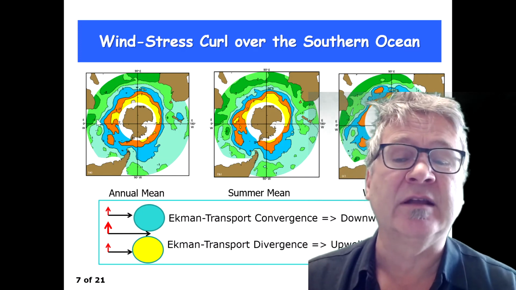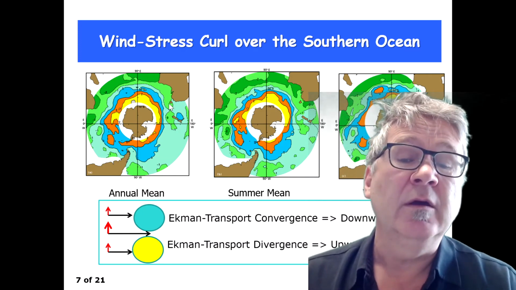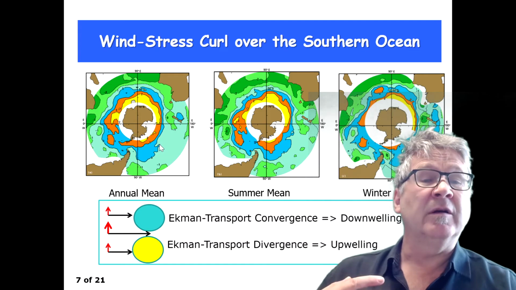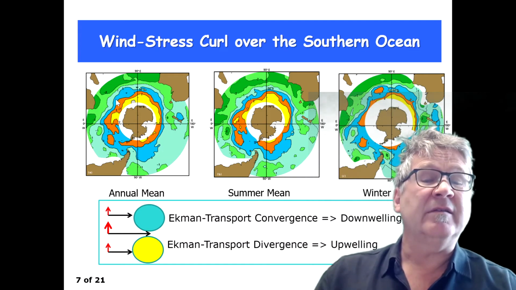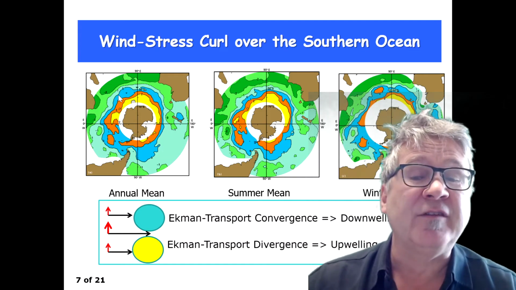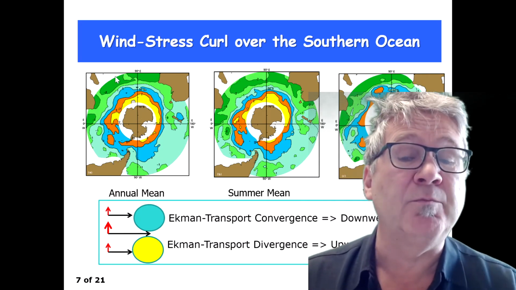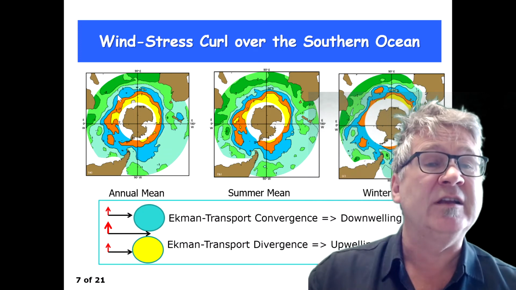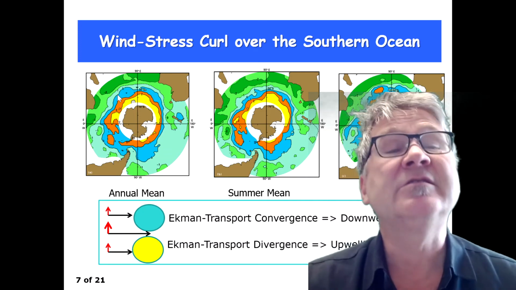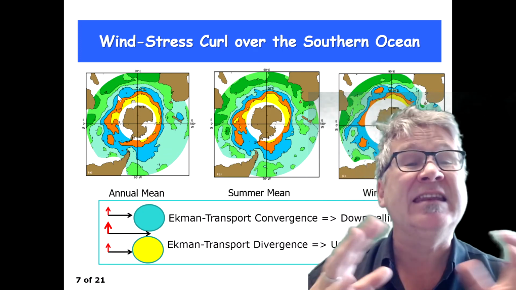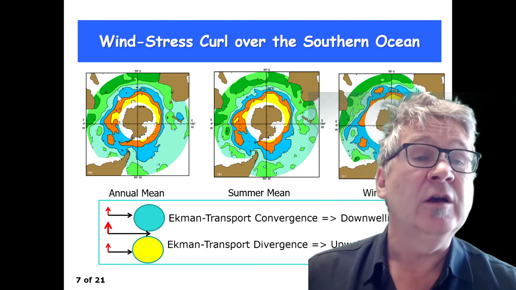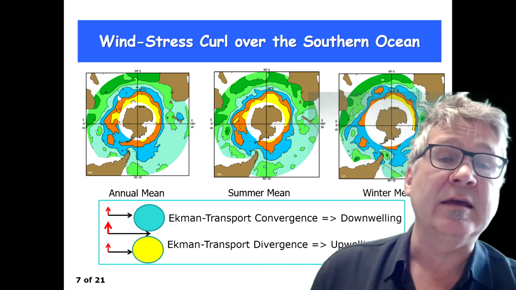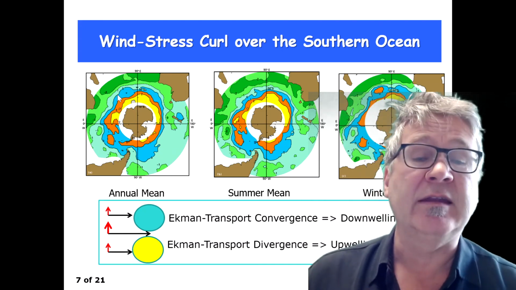This is the annual mean. You can see a zero line, and these are contours. A contour means that it's negative on one side and positive on the other side. So the zero line separates a region of positive wind stress curl from a region of negative wind stress curl. On one side you get downwelling, and on the other side you get upwelling.